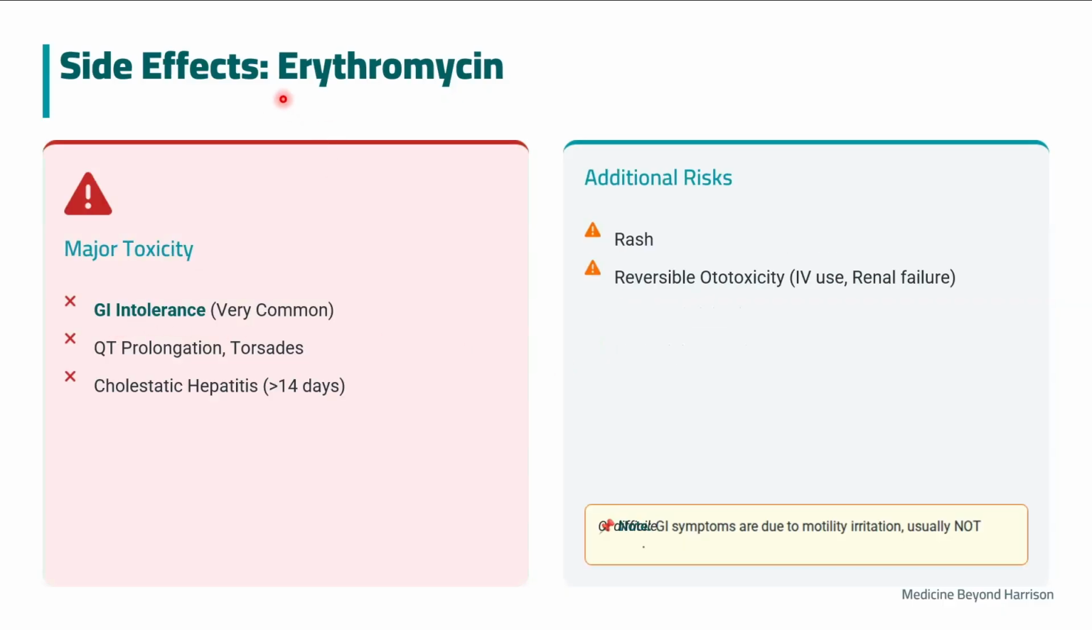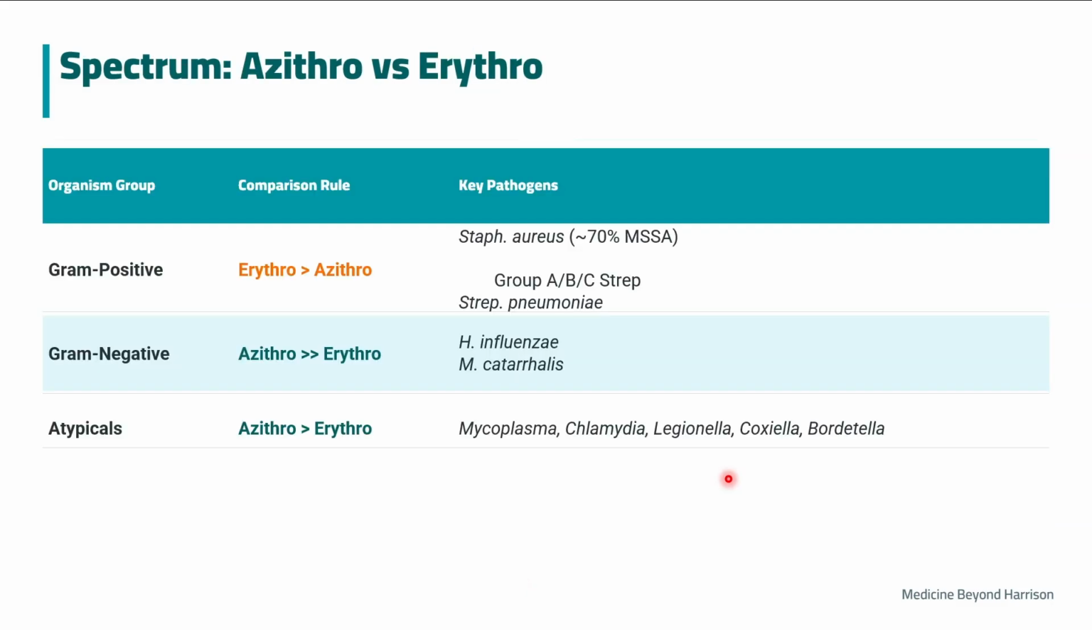Major toxicity of erythromycin: GI intolerance is very common, QT prolongation and torsades, and a cholestatic pattern of hepatitis with more than 14 days of use. All these factors again make erythromycin not a good drug of choice. It can also cause rash and reversible ototoxicity if used IV. The GI symptoms are due to motilin receptor stimulation, and nowadays this side effect is used to employ it as a prokinetic agent before endoscopic procedures. Now the spectrum: for gram-positives, erythromycin actually covers better than azithromycin, and for all others, azithromycin is better than erythromycin.